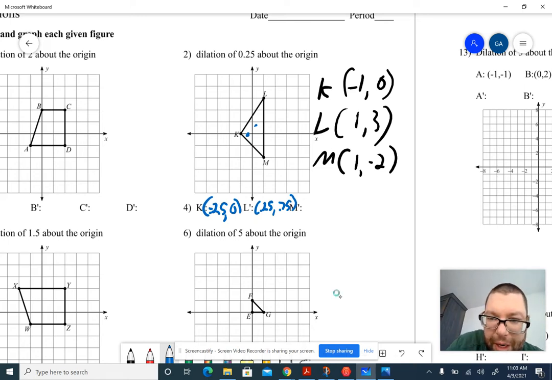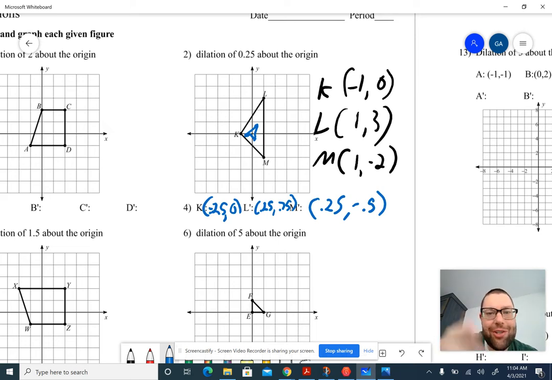And then M prime, we would be at 0.25, and 0.25 times -2 would be -0.5. So that'd be over a quarter and down a half, so right around there. And this would approximately be my new shape. Maybe drawn a little bit better if you weren't drawing vertically on a screen. That helps. Okay, all right. And that's basically all you're doing: figuring out your original numbers and then multiplying them by the number.